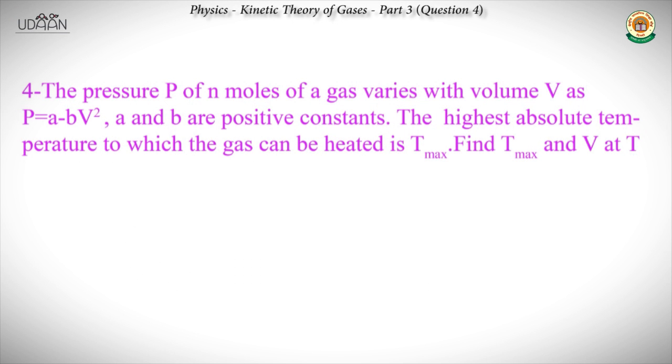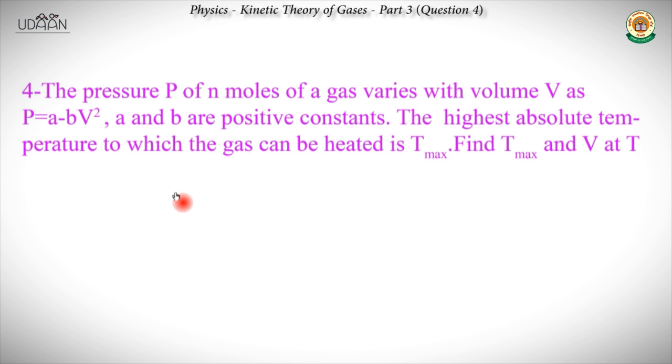Now the fourth question says that the pressure P of n moles of a gas varies with volume V as P equals A minus B V square, where A and B are positive constants. The highest absolute temperature to which the gas can be heated is Tmax. Now your job is to find Tmax and the volume at the same temperature. So let's start this. Basically, if we get a function of P as V, then we might go about solving it, and we can think of mathematical methods to solve it. So let's see if we can make that happen.